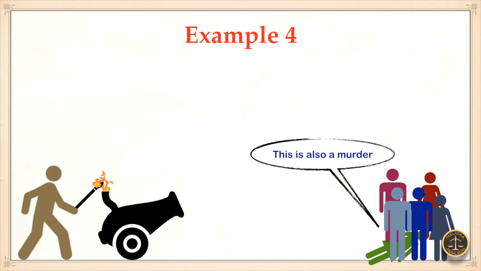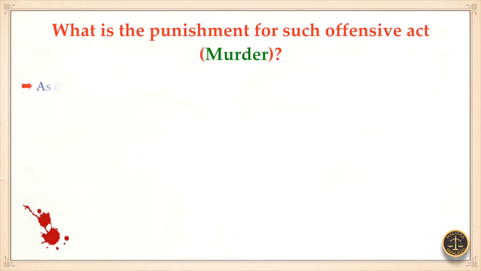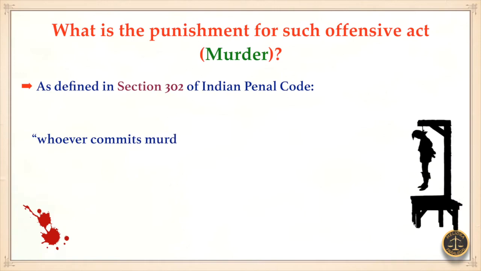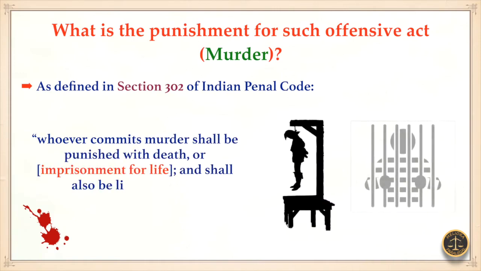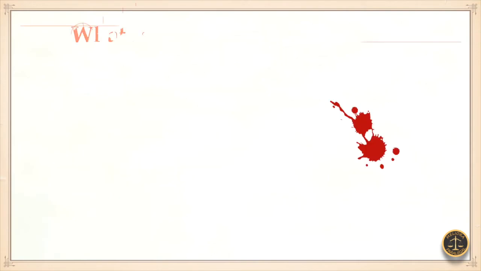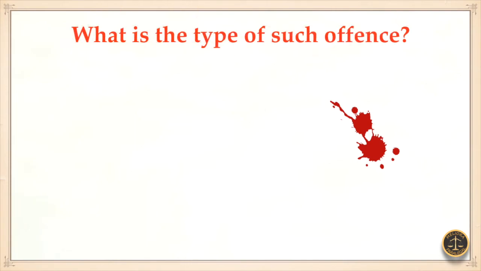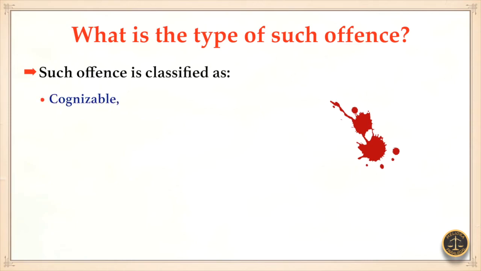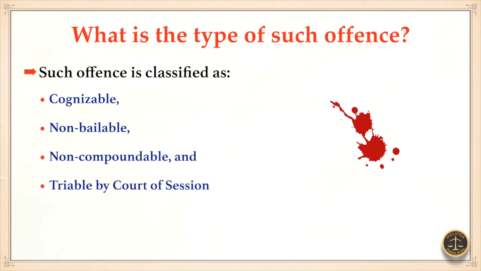Now, the question is, what is the punishment for such an offensive act? As defined in Section 302 of the Indian Penal Code, whoever commits murder shall be punished with death or imprisonment for life, and shall also be liable to fine. Now, the next question is, what is the type of such offense? Such an offense is classified as cognizable, non-bailable, non-compoundable, and triable by court of session.